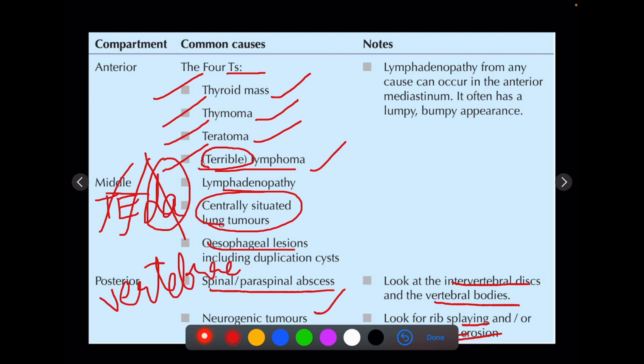And also most commonly, lymphadenopathy usually occurs in the anterior mediastinum. It often has a lumpy, bumpy appearance.